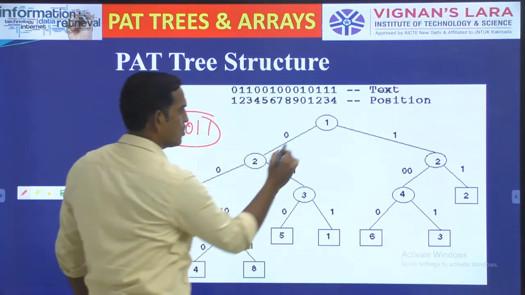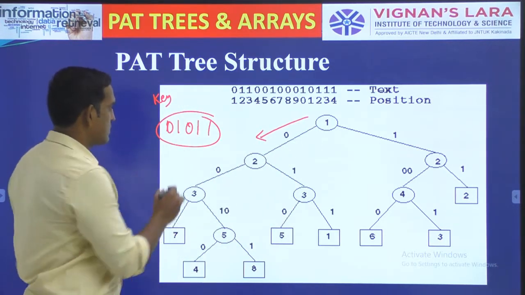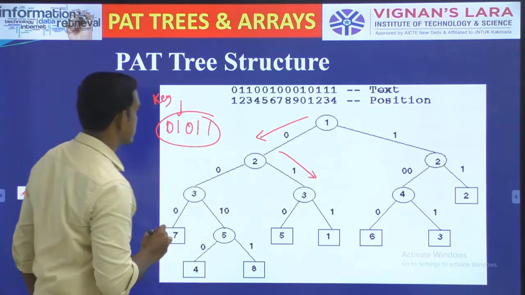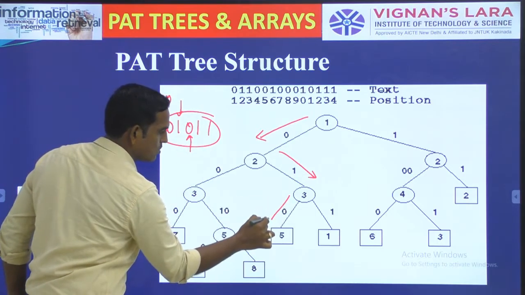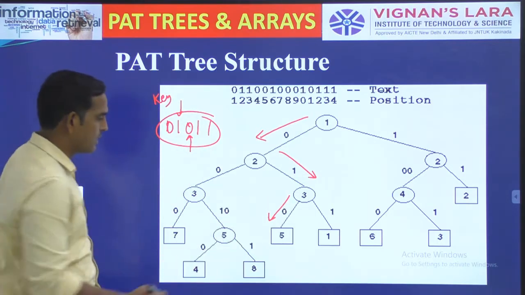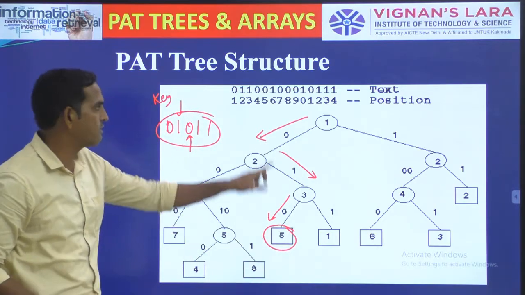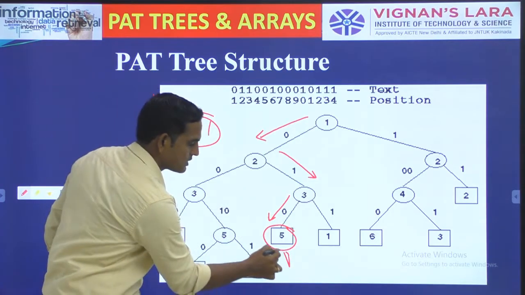So first I have to go for 0. So I will go to the left hand side. Then the second position is 1. I have to go to the right hand side. The third position, whatever you are having, that is 0. I will go to this position. Okay. So your particular key is present, or your string 5 will be mapped to this particular key. So you will be getting this result.